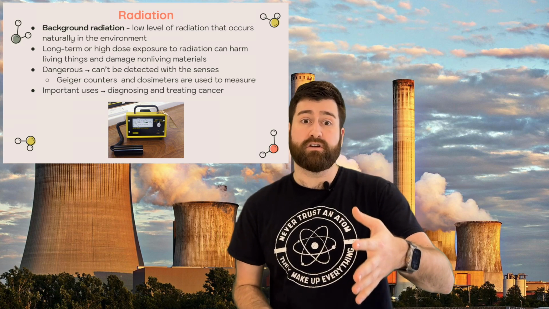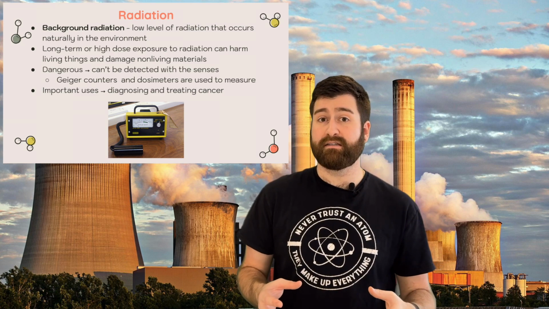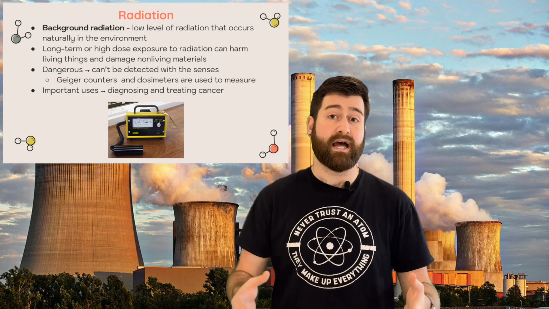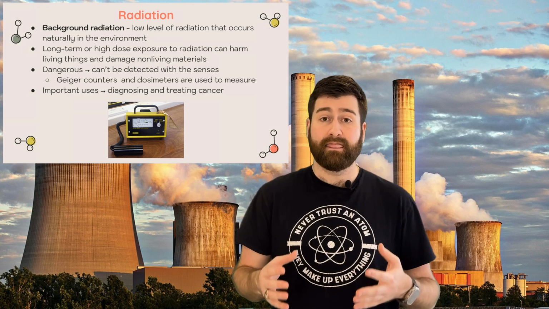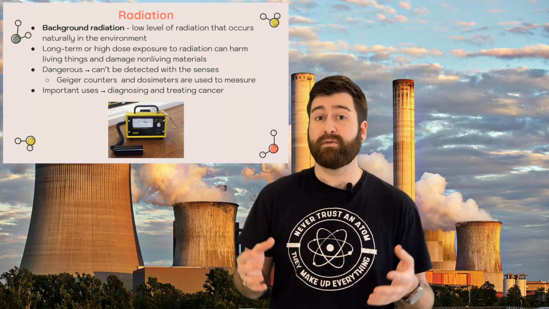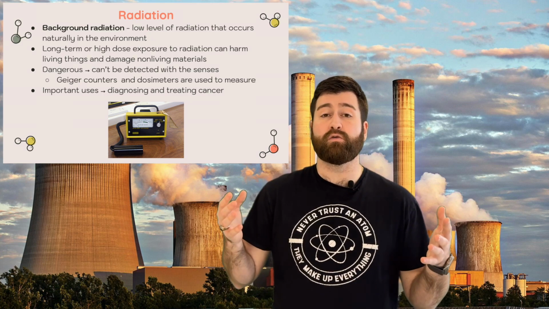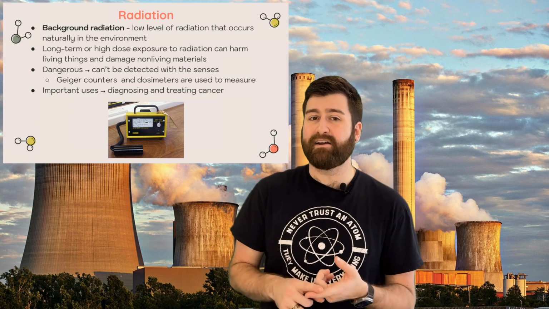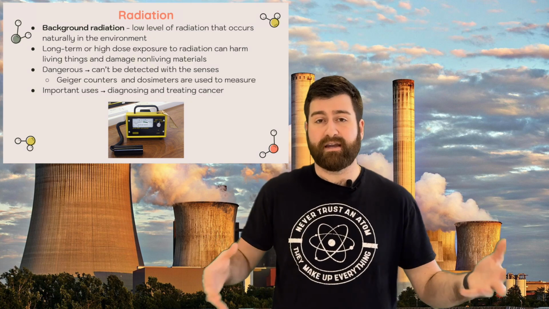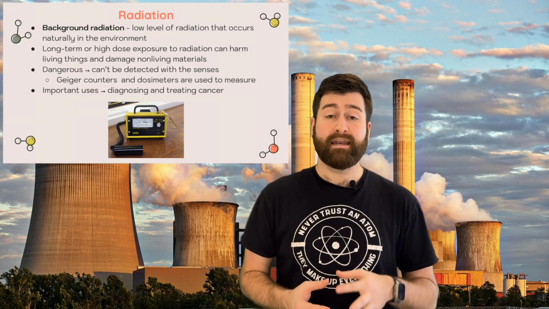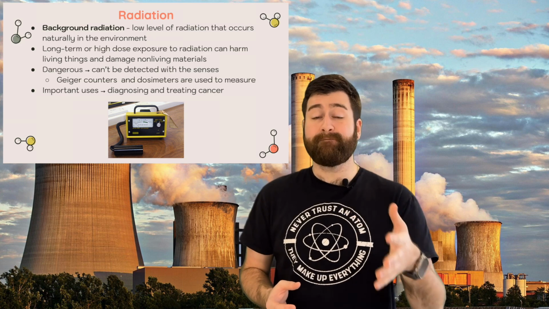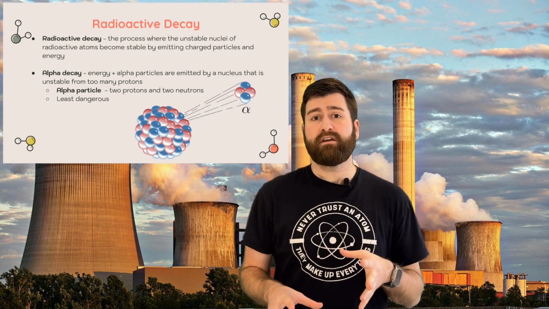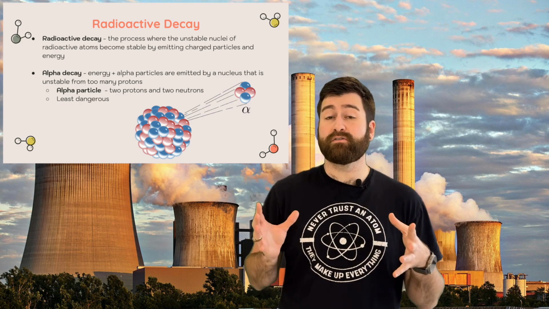And while background radiation at low levels is not inherently dangerous to us, long-term or high-dose exposure to radiation can harm living things and even damage non-living materials, such as metals. This, along with the fact that radiation can't be detected with our senses, is what makes radiation so dangerous. Since it can't be detected with our senses, we use equipment such as Geiger counters and dosimeters to measure the radiation levels around us. Now, even though radiation is dangerous, it can have very important uses as well, such as diagnosing and treating cancer.